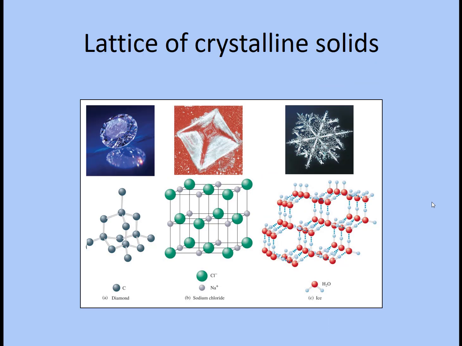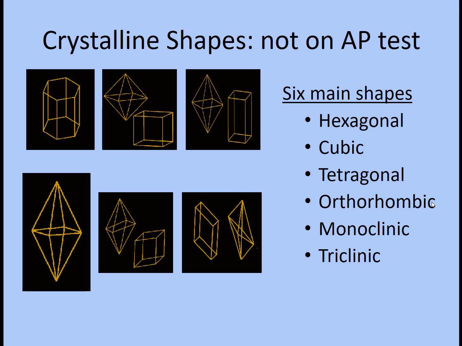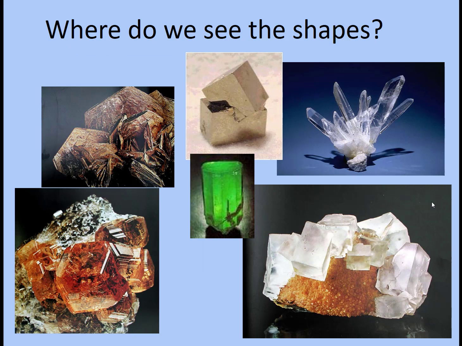And they come in lots of different varieties. And here's just some pictures of these. The one in the middle, that is sodium chloride, so that's an ionic crystal. And the one on the far right, that is water. And the very first one, that is a network solid that we're going to be talking about with the diamond. The crystalline shapes are not on the AP test, but I think it's quite fascinating. And you can see all these different types of unit cell shapes in these examples. So you can see the cubic or the hexagonal in these crystal shapes.